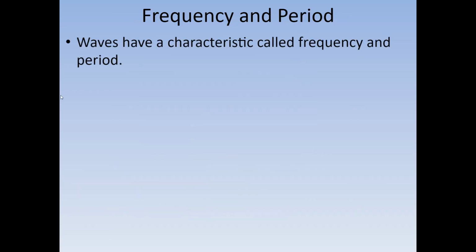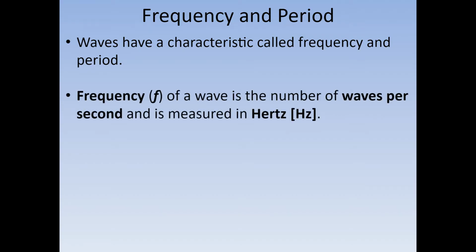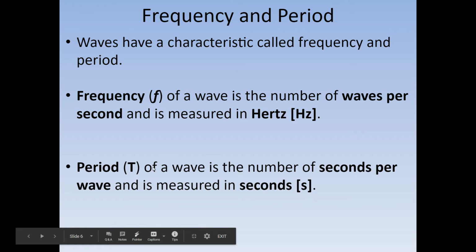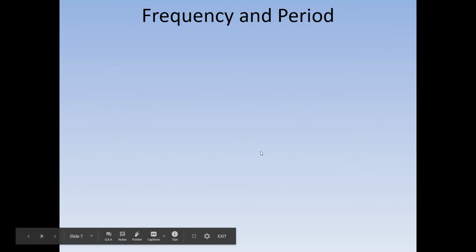Now, some things that we can use to calculate for waves are things like frequency and period. Frequency, represented by the scripted F, is the number of waves per second, how many waves you see every second, and it's measured in hertz. Period, which is represented by a capital T, is the number of seconds per wave, and it's measured in seconds. So period is just a fancy time.